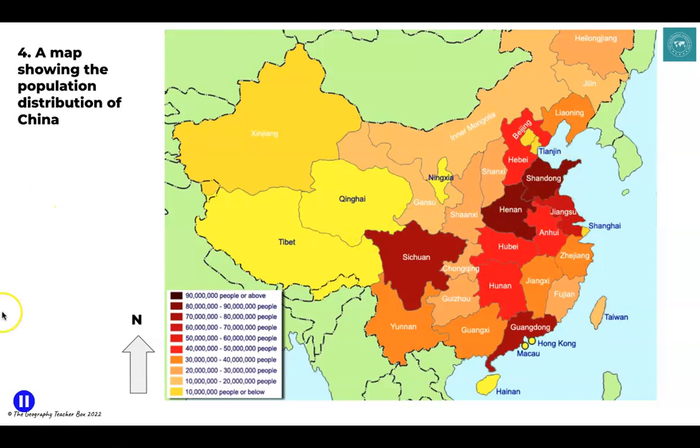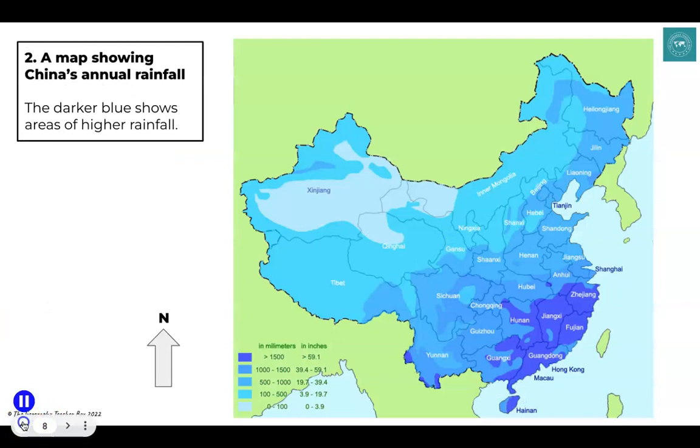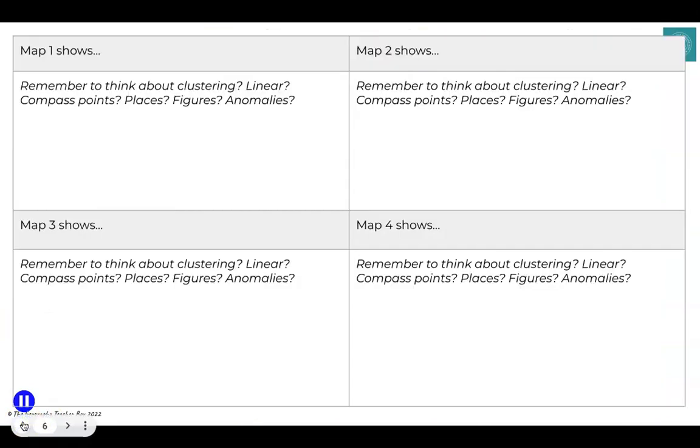Okay, so take a few minutes to have a look through each of those 4 maps again and have a go at filling in your own version of this grid. Okay, pause the video there and have a go.